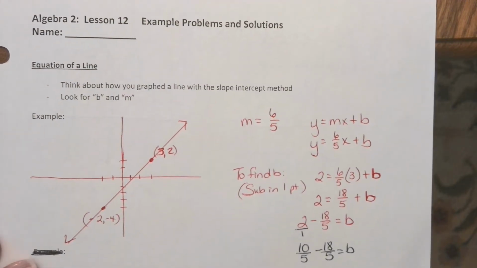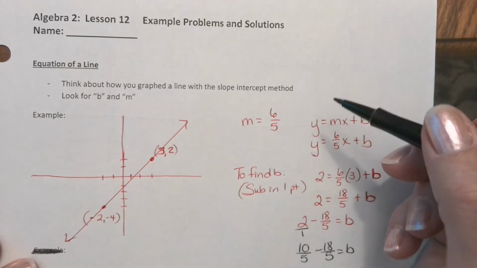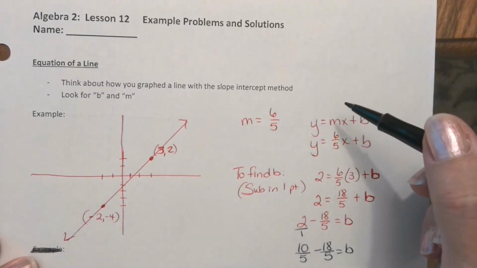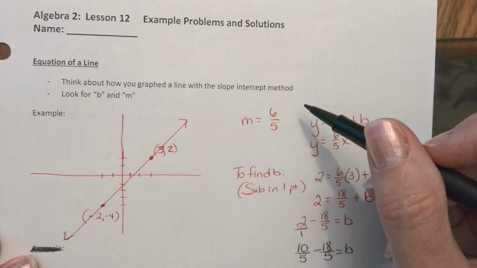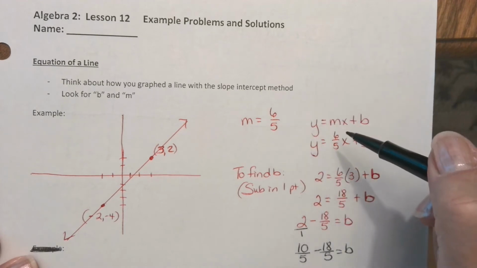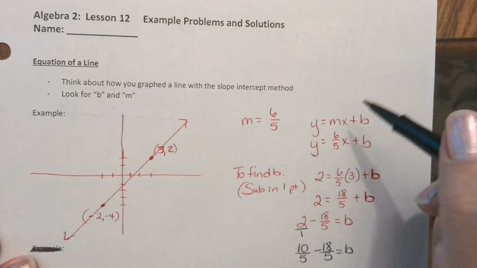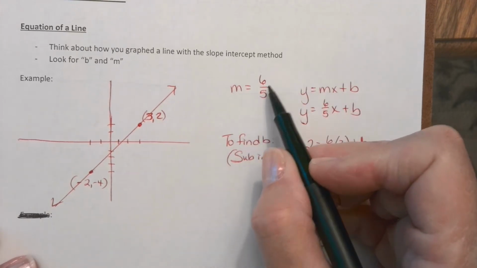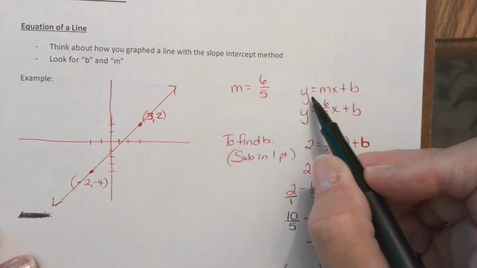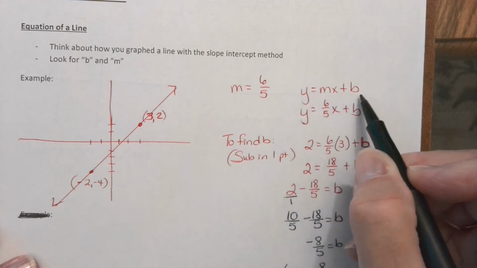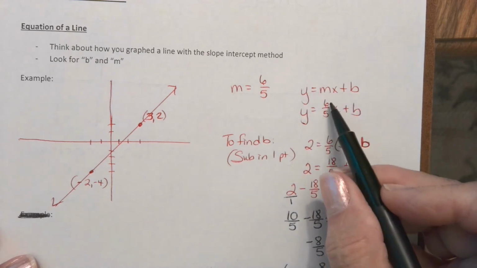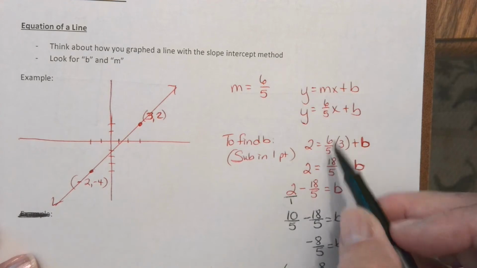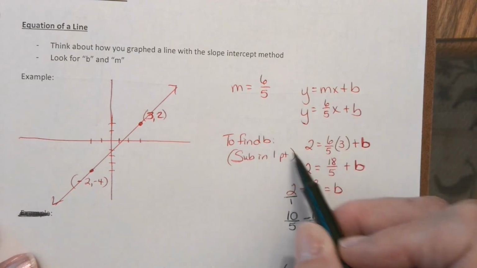Okay, lesson 12. A review about equations of lines. So how do you graph a line using the slope-intercept method? Let's assume that they give you the slope is 6 over 5, and we want to use y equals mx plus b. We're going to put 6 over 5 for the m. Then to find the b, we need to use a point.